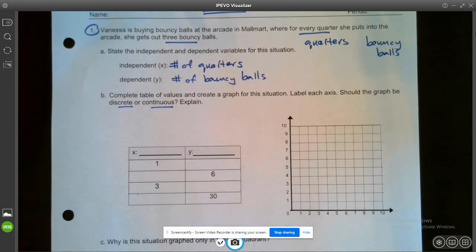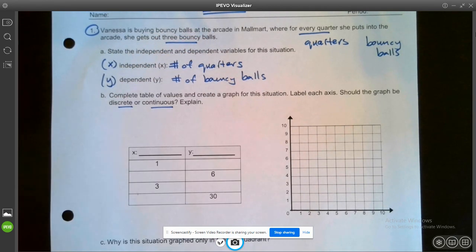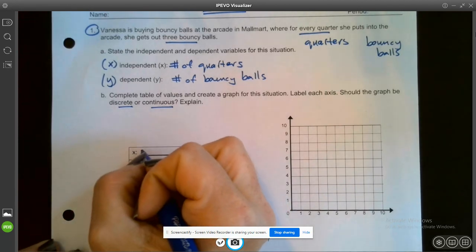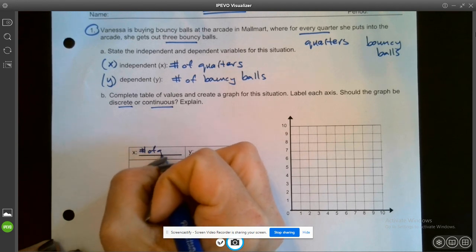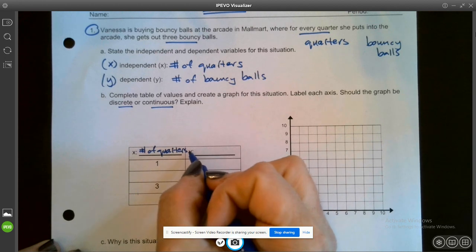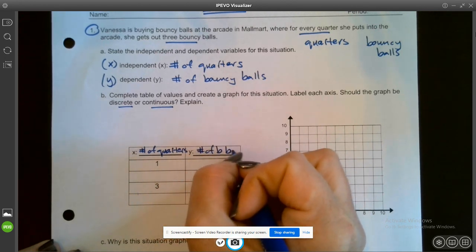So we're going to complete the table. Let's do that first. So we found that independent is the X value. The dependent is the Y value. Also a lot of stuff from module 2. Whoa, it's all coming back. So that means the X value here is going to be number of quarters. So I'm going to write that in. And that means the Y value is going to be number of bouncy balls.